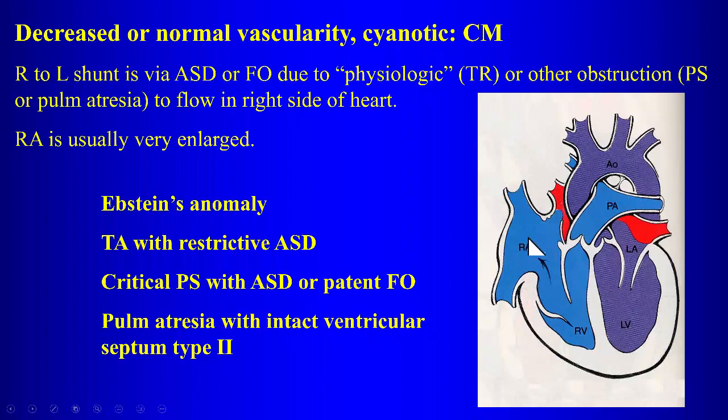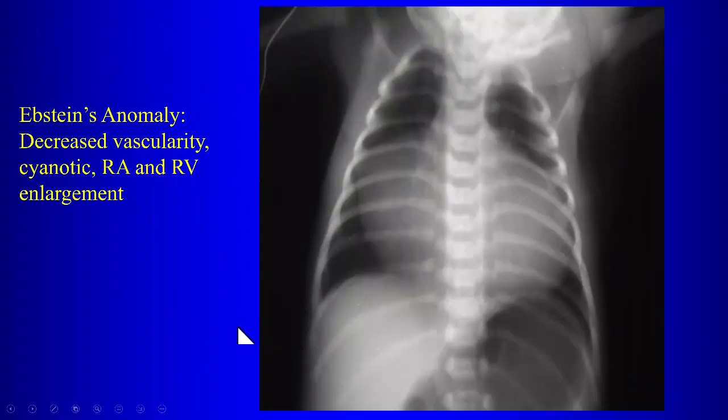or patent foramen ovale with some obstruction of blood flow through the right heart, like we can get with Epstein's anomaly or other obstruction like pulmonic stenosis, then our right to left shunting is across the atrial septum, and this causes marked right heart enlargement, and the right to left shunting across the atrial septum is what results in the cyanosis. So the classic lesion here is Epstein's anomaly, and then we have these others: tricuspid atresia with a restrictive atrial septal defect, critical pulmonic stenosis with ASD or PFO, and pulmonary atresia with intact ventricular septum type 2. But Epstein's is the typical lesion.